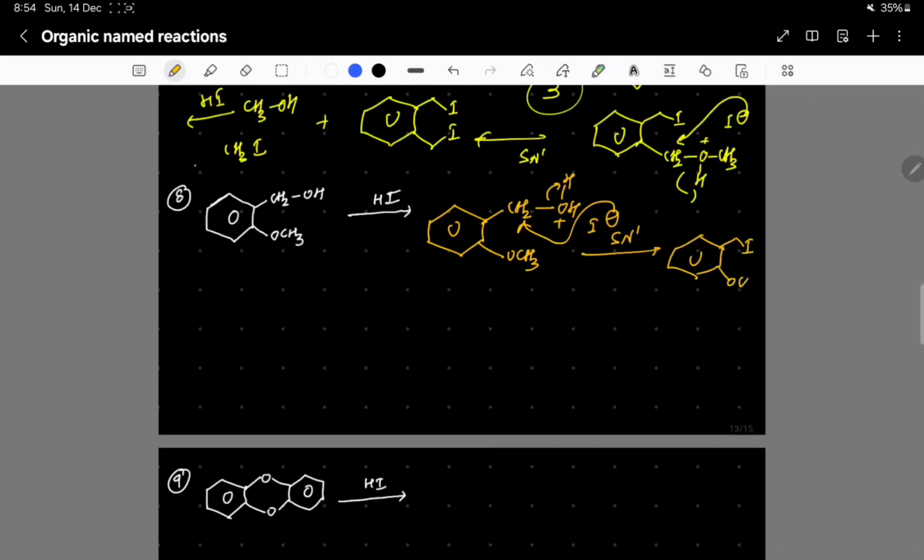Now we have OCH3. Now again it will react with HI, right? So you will get the product CH2I and OH plus CH3I. Now in this particular case, how many moles of HI are required? So 2 moles of HI are required for this particular case. Clear, student, right?